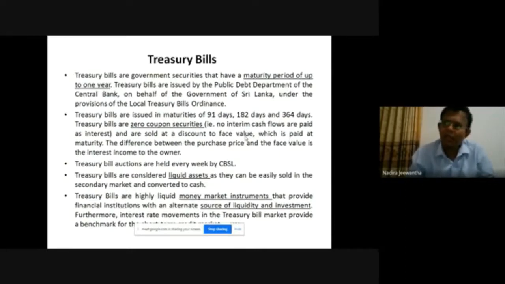But I'm saying I need to invest 10,000. No, you give me 9,000. I'll give you 10,000 after 3 months' time. That is the mechanism of treasury bill. Discounted instrument. Interest is paid upfront.